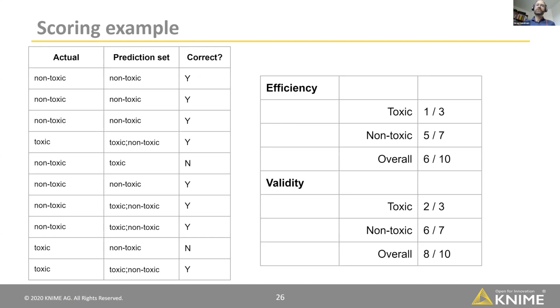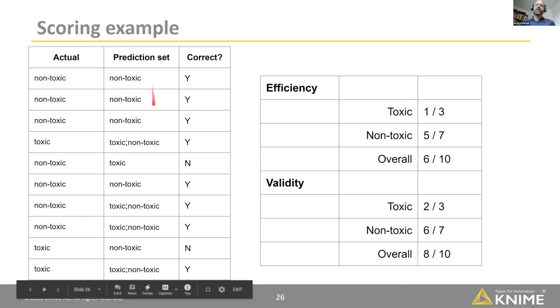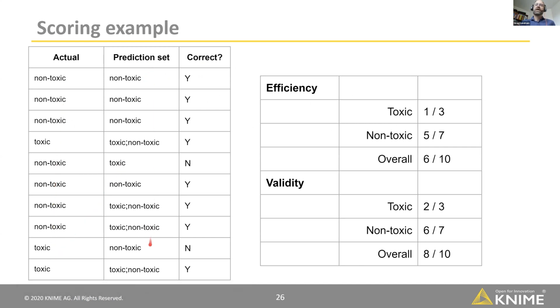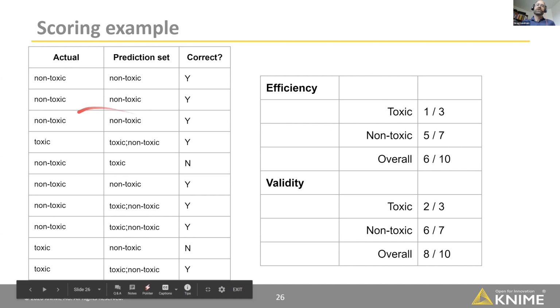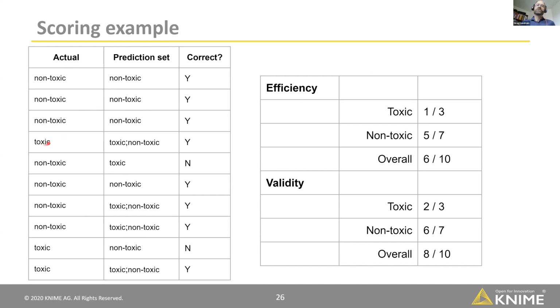Here's an example for the toxic, non-toxic thing we've been looking at. Here's a set of actual values along with the prediction set that was generated for them and whether or not they're correct. Again, if the actual value is toxic and the prediction set includes toxic, it's correct. If the actual value is non-toxic and the prediction set does not include toxic, it's incorrect.